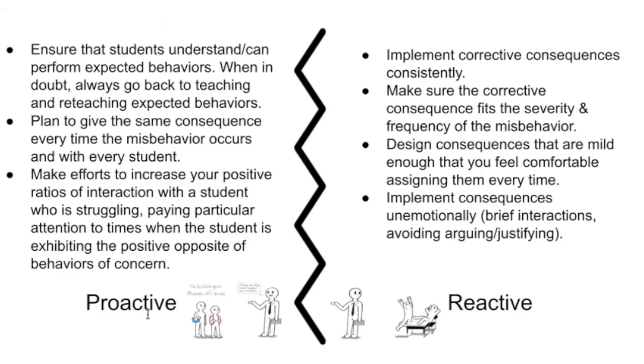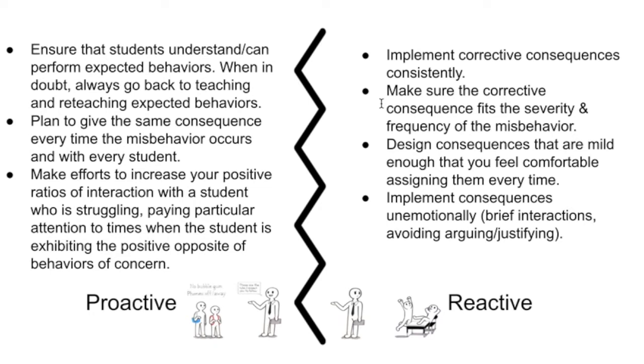We can be proactive by ensuring that students understand and can perform expected behaviors. And when in doubt, we can always go back and teach as well as reteach expected behaviors. We can plan to give the same consequence every time the misbehavior occurs and with every student to ensure consistency. We can also make efforts to increase our positive ratios of interactions with a student who's struggling. This means paying particular attention to when the student is exhibiting positive behavior.